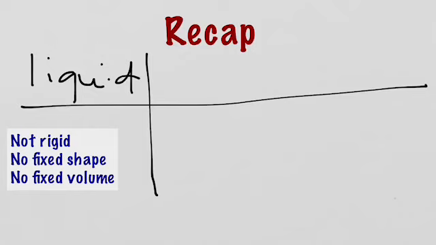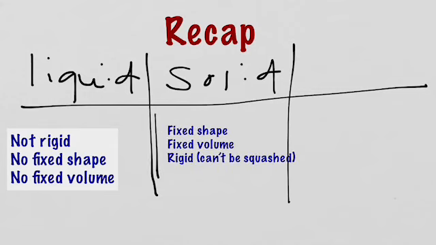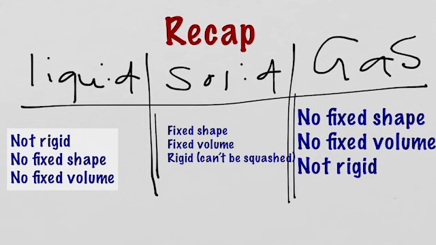Some characteristics of a solid: it has a fixed shape, a fixed volume, and it's rigid, it can't be squashed. Some characteristics of a gas are: there's no fixed shape, no fixed volume, and it is not rigid.